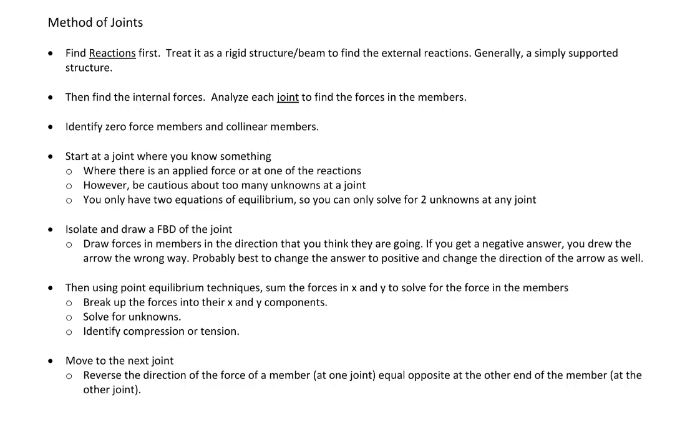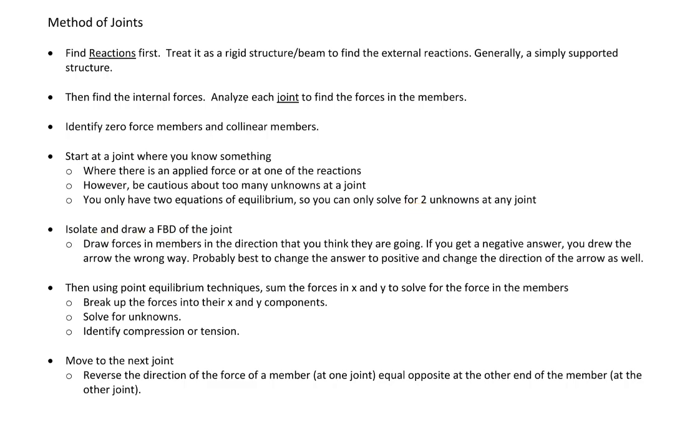Then we're going to find internal forces, analyzing each joint to find the forces in the members. So this is kind of a key point. You go to the joint, and from there, we're going to identify zero force members and collinear members, which we're going to talk about in a moment. Start where you know something. This is also key. If you start where there are too many unknowns, then you generally can't get anywhere. Most times, by observation, you can pick a good point to start, and we're going to talk about that. Remember that you only have two equations of equilibrium, so don't try to figure out something where you have more than two unknowns at that joint.